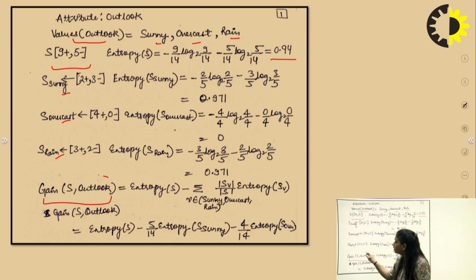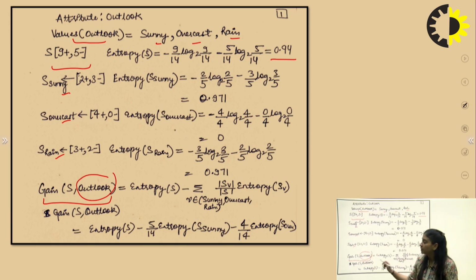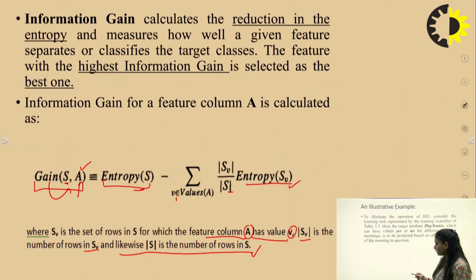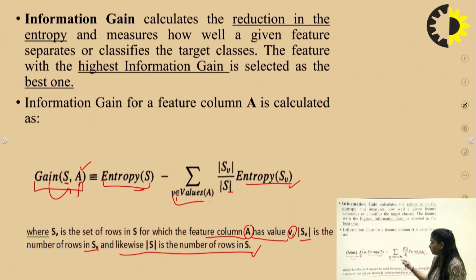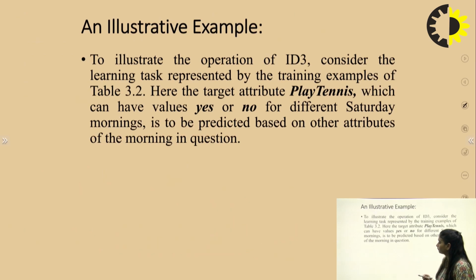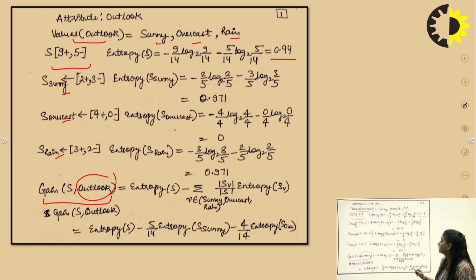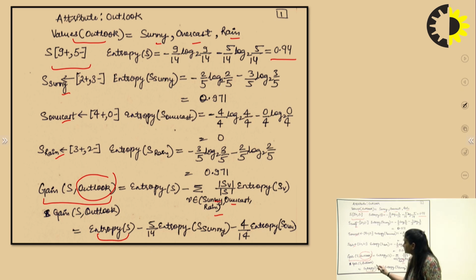Then we will apply the gain formula. Here the attribute is outlook, which is why we place outlook in the place of A. So Gain(S, outlook) is equal to Entropy(S) minus the summation over V belonging to Values(A). Outlook values are sunny, overcast and rain. So it is |S_v|/|S| times Entropy(S_v). Now the entropy of S is 0.94, which we have already calculated.